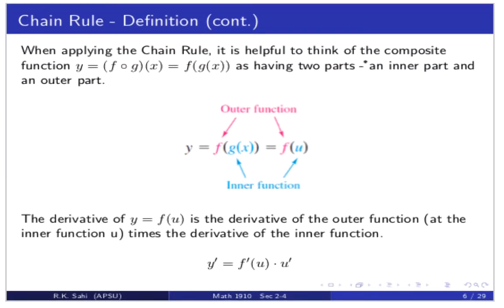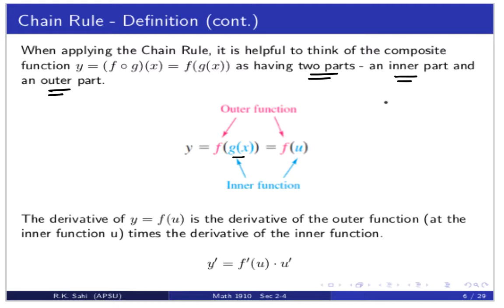Now we can think of this composite function as having, remember y equals f composed with g, or f of g of x. It has two parts: one is the inner part, the other is the outer part. So what is the outer part in this expression f of g of x? f is the outer part, whereas g of x is the inner part.